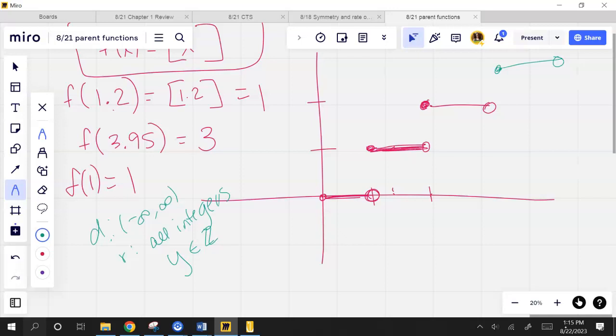Increasing, extrema. So what do you say? None. None. No extrema, because it keeps going forever and ever and ever in both directions. X and Y intercepts. X intercepts.